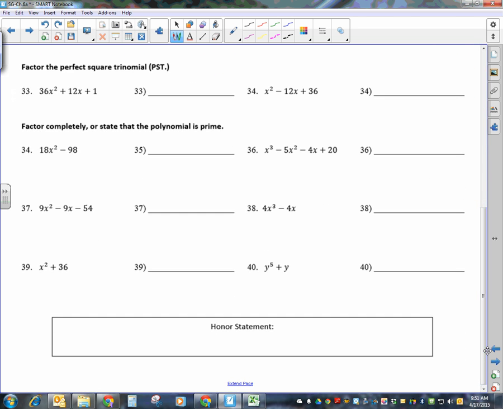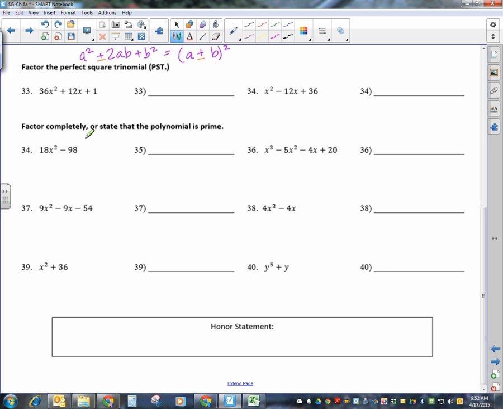All right, we're on the down home stretch. PST, or perfect square trinomial, is one that's a squared plus 2ab plus b squared. And if you know that, or especially on these that I tell you, it's just a plus b squared. And again, if it's minus, that's a minus.